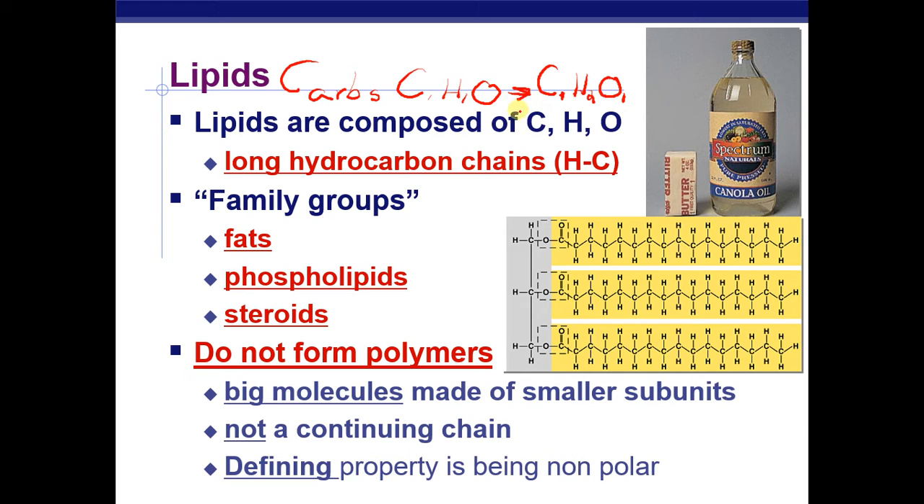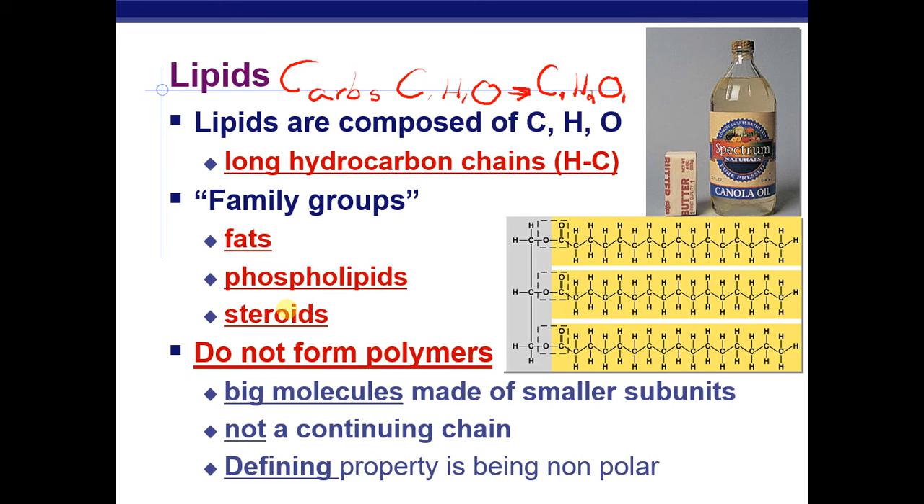Lipids do not have that ratio at all. There isn't a ratio. What you will see is that there are overwhelmingly more carbon and hydrogen and only a few oxygens in lipids. We can break the groups of lipids down into three. There are fats or triglycerides, phospholipids, and steroids. And so when we look at the functions and the properties next, we'll talk about each of those in a little bit more detail.